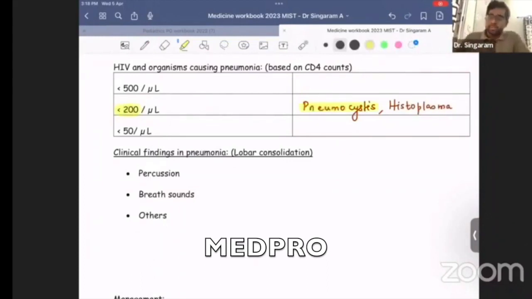What was your exam question this time? The question very clearly mentioned this is an HIV positive patient, but he had a CD4 count of less than 50 per microliter. In this setting, what would be the commonest organism? Any idea? Anybody want to comment? HIV infection and the cell count is less than 50. Any comments? Waiting for any answer.